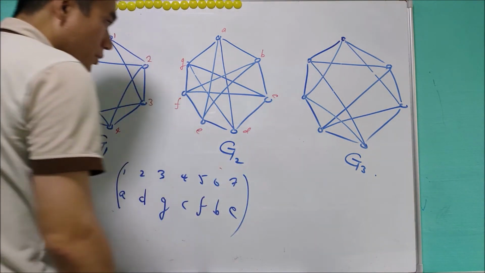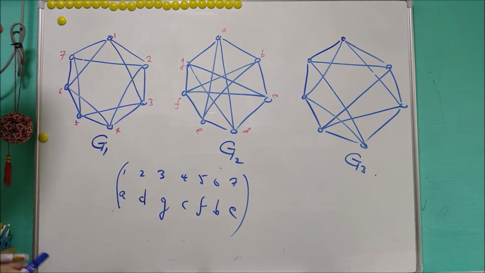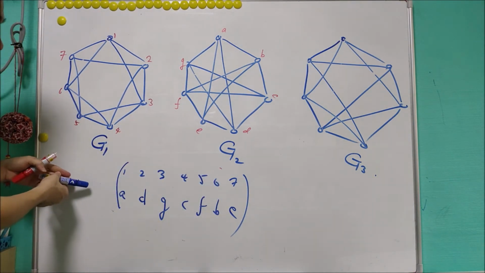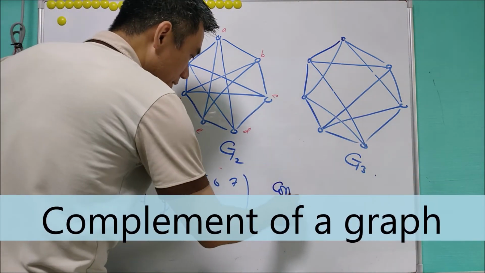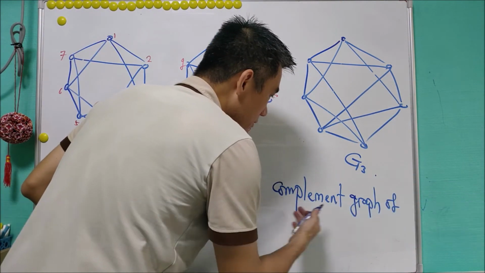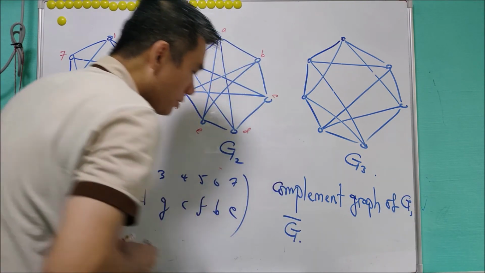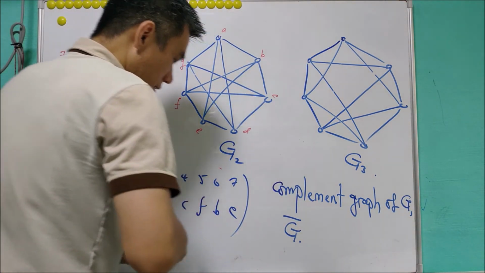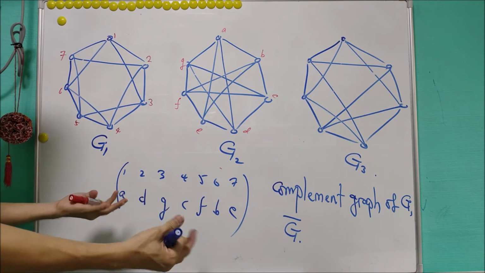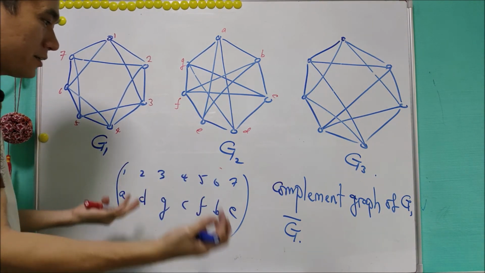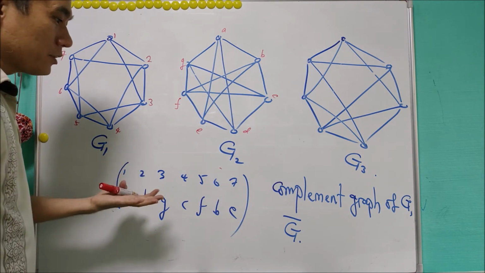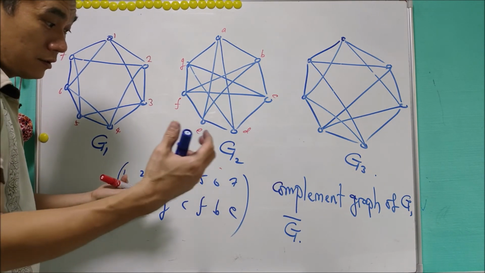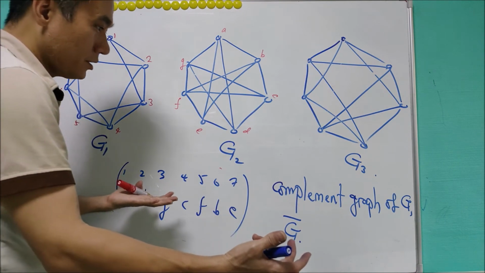For this G3, we can also show that it is in fact isomorphic to these two graphs. We are not going to present it in this way. Rather, we are using the idea of complement. The complement graph of G is denoted by G bar. When you compare G and G bar, they have exactly the same vertex set. Two vertices are adjacent in G if and only if the corresponding vertices are not adjacent in G bar.